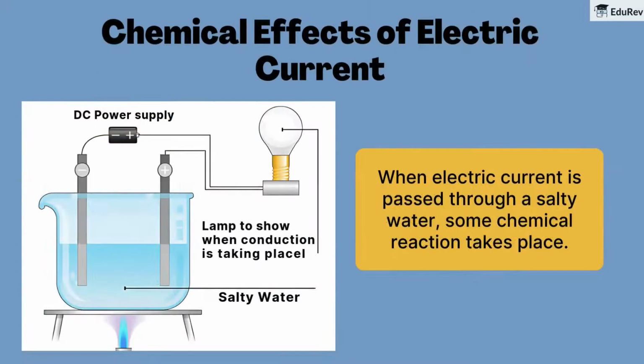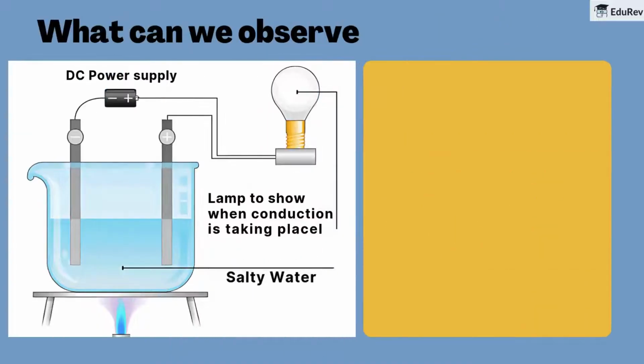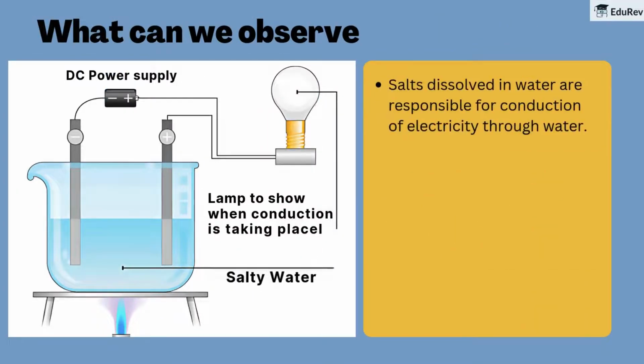So, when electric current is passed through salty water, some chemical reaction takes place. This is known as chemical effects of electric current. So, what can we observe from this? Salts dissolved in water are responsible for conduction of electricity through water.